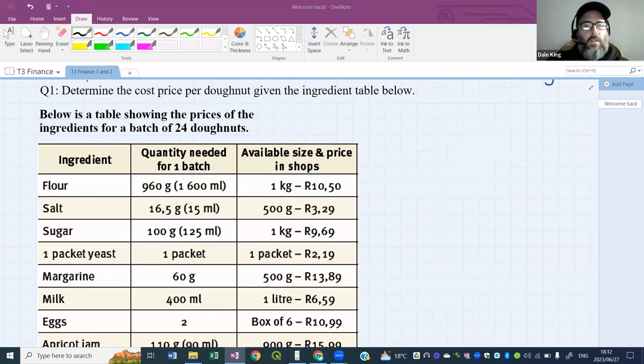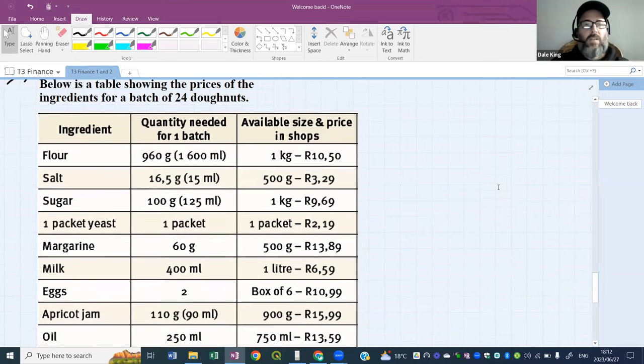So we're going to work out here the cost price for this business that wants to make donuts. The question at the top says, determine the cost price per donut given the ingredient table below. So someone's got an ingredient list here for donuts, and they decided they want to start a business that sells donuts, but they want to know what the cost price will be to make a donut. Never mind the running costs of where your donut shop's going to be, just the cost price of making a donut. Here we see the list of ingredients.